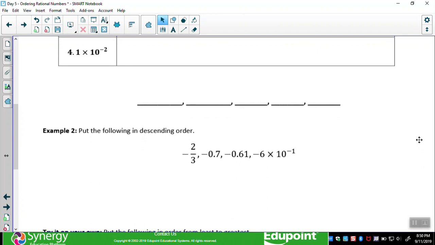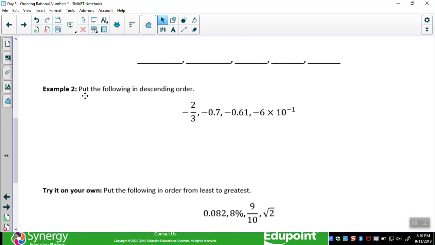Okay, I hope you guys were able to complete that one, and we'll make sure to put the answers up next time in class. All right, example 2. Put the following in descending order. So descending, down. So we're going to go from the greatest to the smallest.